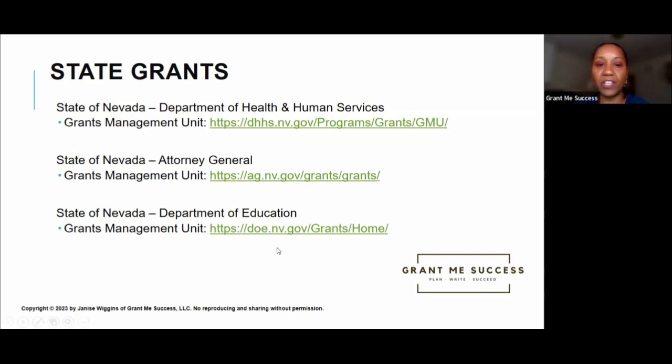Also, Department of Education, I kind of brought that up. They have a grants management unit here in my state. And so if I were interested in those types of grants, I could visit their website and their grant home to be able to find out more about those grant opportunities.